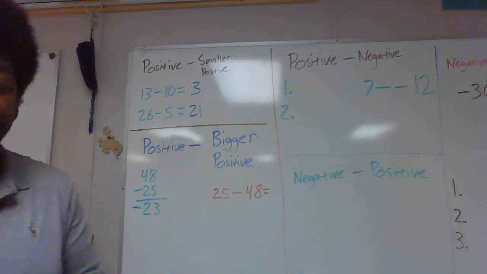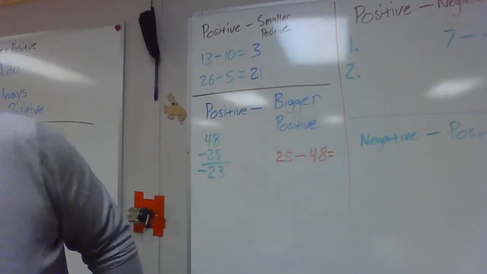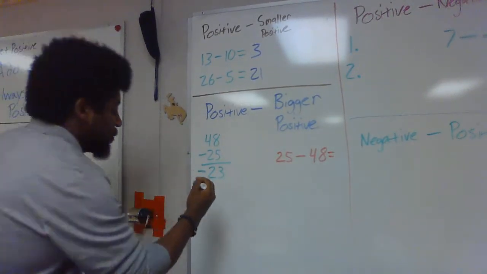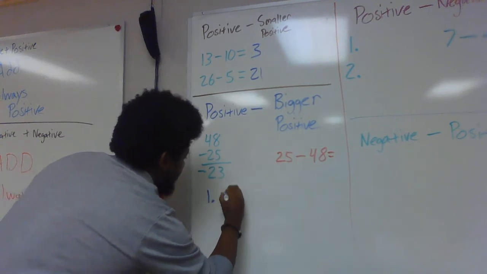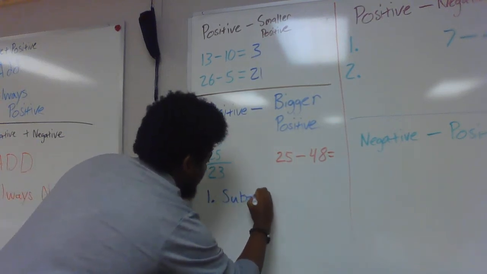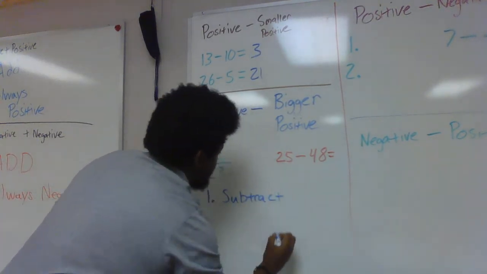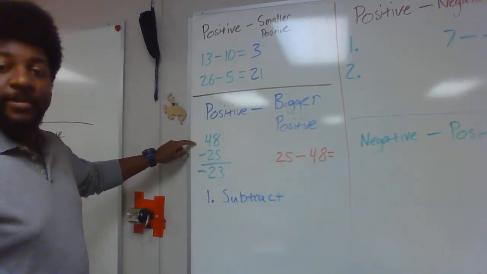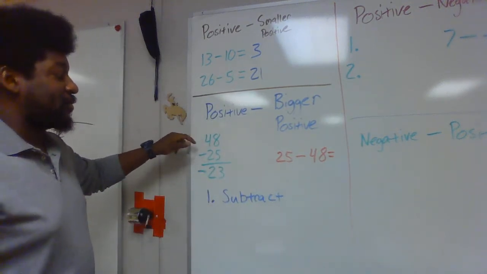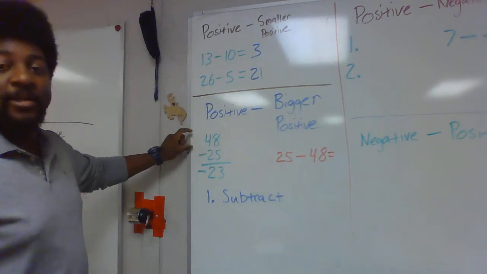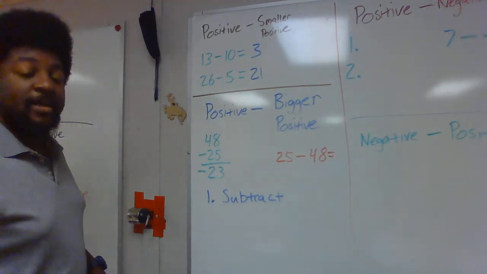The two rules for a positive minus a bigger positive. One is subtract. And y'all make sure when you do your subtraction, you put the bigger number on top. Otherwise, your math's not going to work out good when you try to do the other number on top.